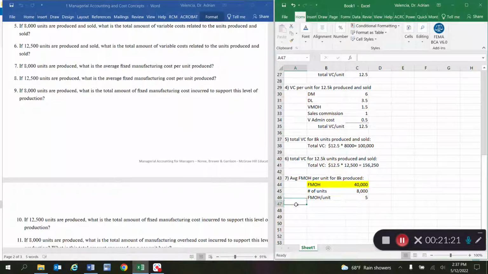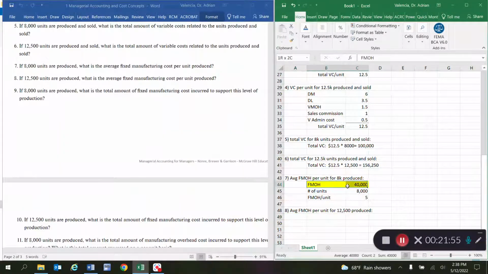Okay. Number 8. Same question here. So let me just copy this so we can speed this up. So this is number 8, except that it's for 12,500 units. So I think you can see what's going to happen here: if we produce more units, that fixed manufacturing overhead cost is going to continue to decrease.